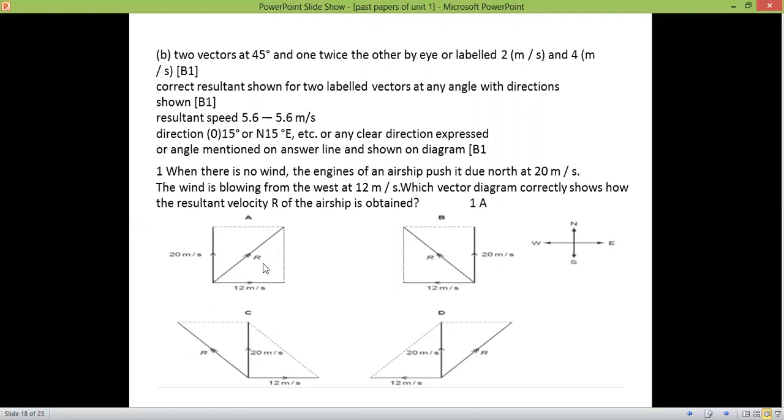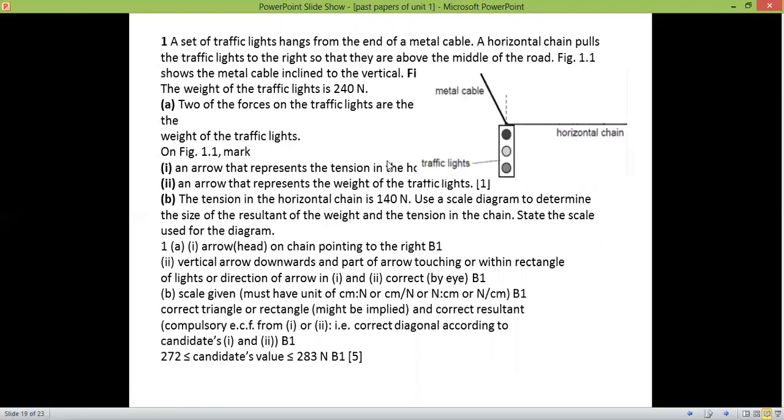How to get the resultant? If we complete the parallelogram, the starting point is joined with the opposite corner. All the rest they are incorrect. Next is, this is the question shown. Again, we have to find the resultant force.